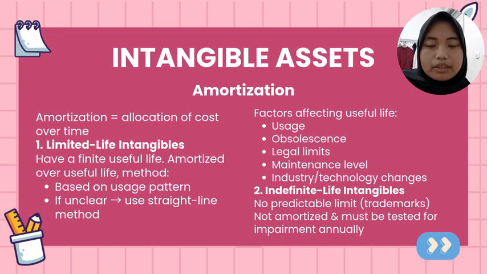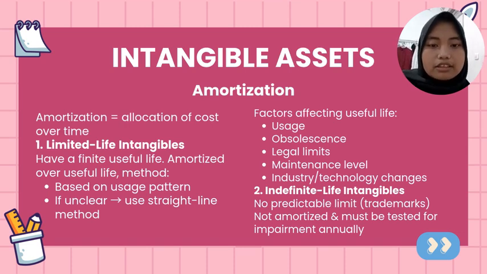The next is I will explain about the amortization of intangible assets. Amortization means allocation of costs over time. The first characteristic is limited-life intangibles. It means they have a finite useful life and are amortized over that useful life, with a method based on usage pattern, and if the method is unclear, use the straight-line method. The factors affecting useful life are usage, obsolescence, legal limits, maintenance level, and industry or technology changes.